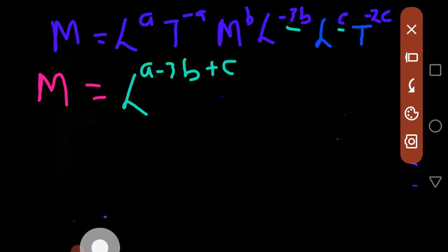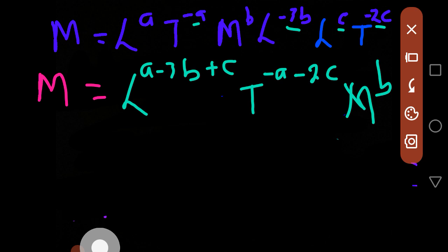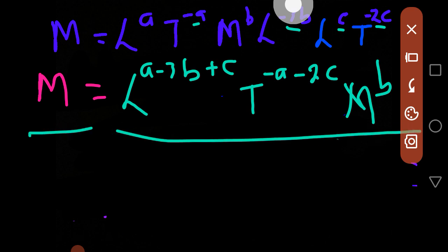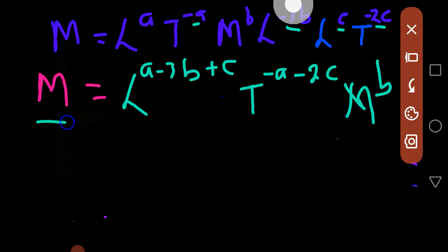Okay, so that's my L. And then I'm going to have my T here, where I have negative A, and then negative 2C. Then I have my M, which is to the power of B, and it's only one M, so I'm just going to write it like that. Now, reaching this point, I need to equate the physical quantities here with the physical quantities here. On the left side I only have M. Physics allows me to introduce the L and the T, but they'll all be to the power of 0, since anything to the power of 0 is nothing. So I can write it as that.